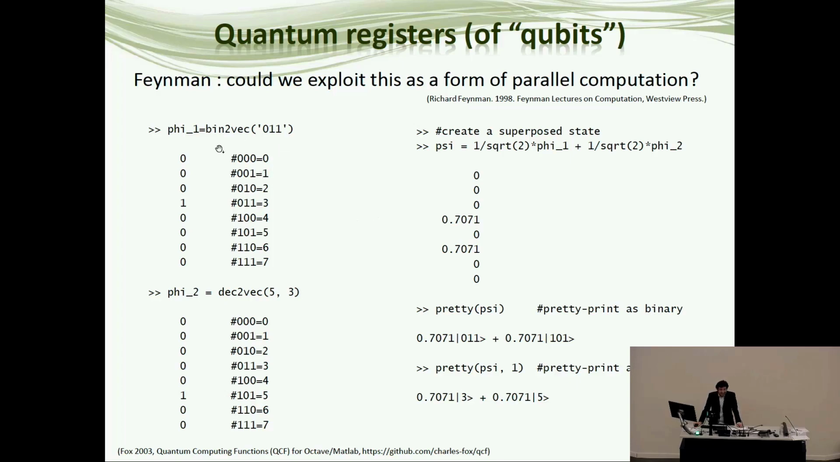Here's a few basic commands in a quantum computing programming language then. So I first start by creating these states. Phi is just the Greek letter we use to represent a state. It's one of these things in a funny ket notation. It's basically just a vector. So I'm going to say I would like a register that represents the number 3, or 0, 1, 1.